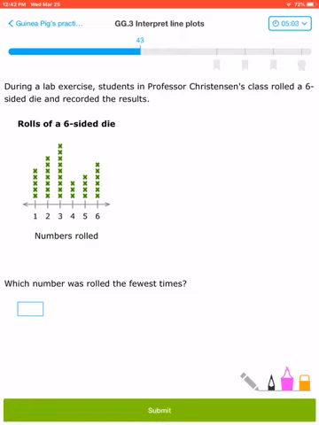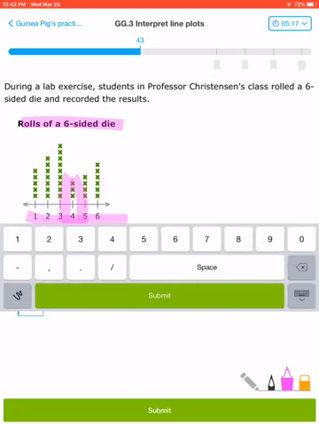So this one says, which number was rolled the fewest times? So really simple. Just look for which one has the fewest X's. Because it says that they're rolling a dice. These are the numbers that got rolled. Obviously, 4 got rolled the least. It only got rolled 3 times. Every other number got rolled more.